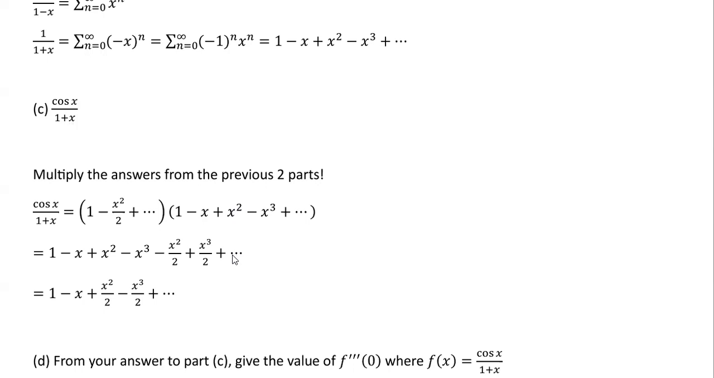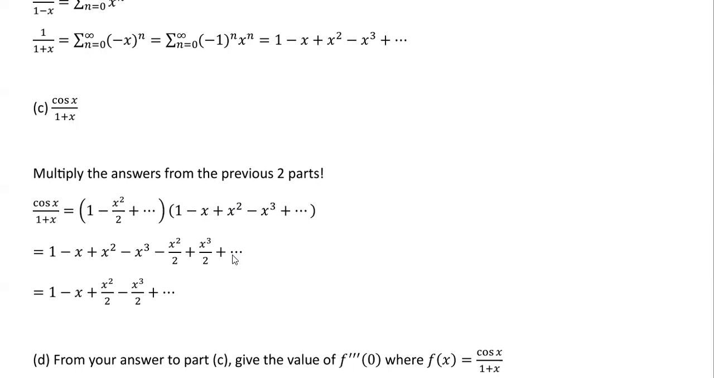All right, now part D. From your answer to part C, give the value of f triple prime 0, the third derivative at 0, where f of x is cosine x of 1 plus x. So if you've been following along in this series, I explained it in like problem 10 or 11, something like that. But let me explain it one more time.